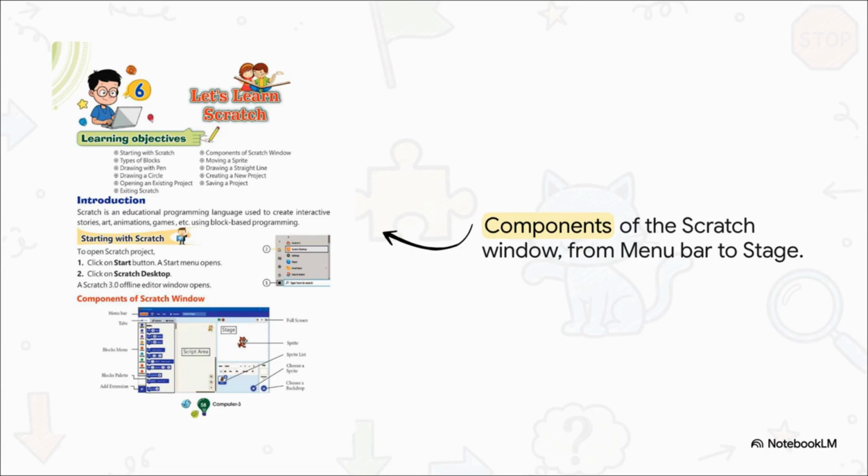Right in the massive middle section, we have the Script area. You can think of that as your assembly line where you put everything together. And finally, over on the right, we have the Stage. That's the actual screen where the magic happens and your program comes to life. Getting familiar with where these are will literally save you hours when you're coding.